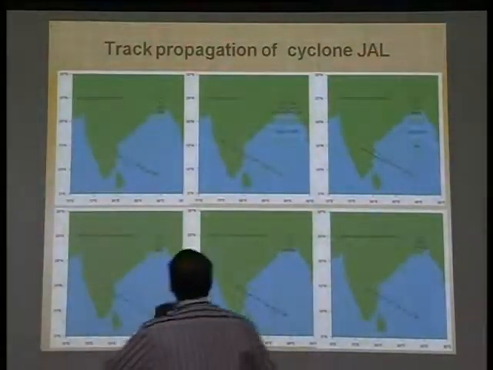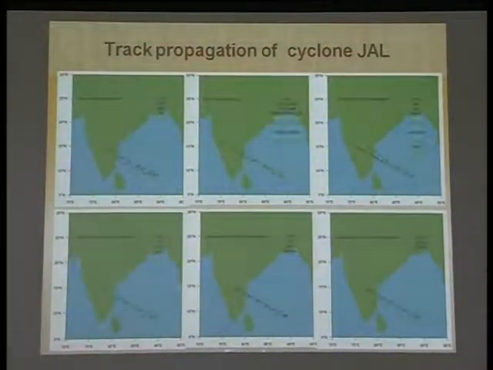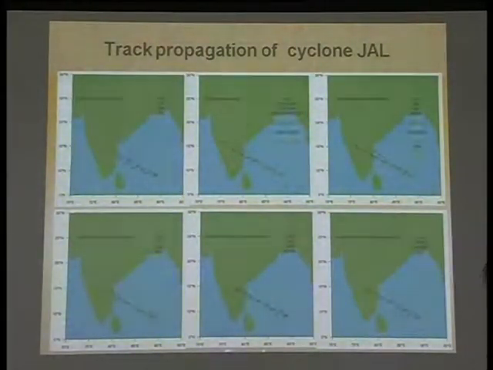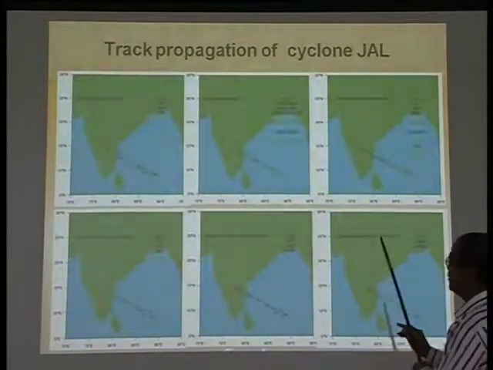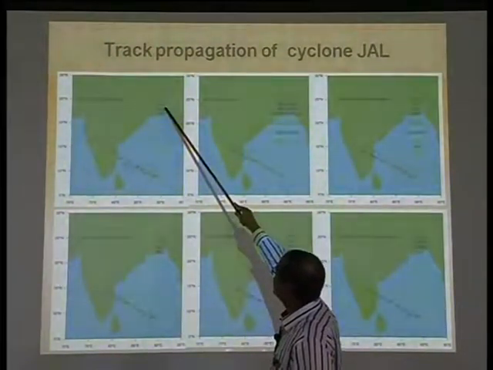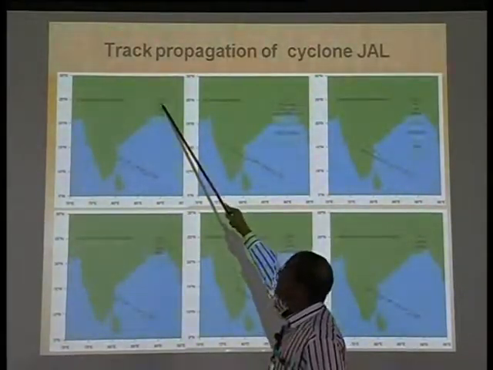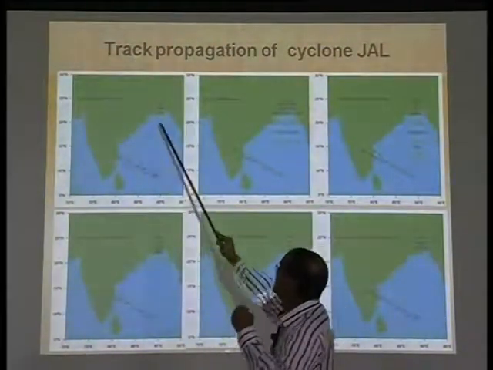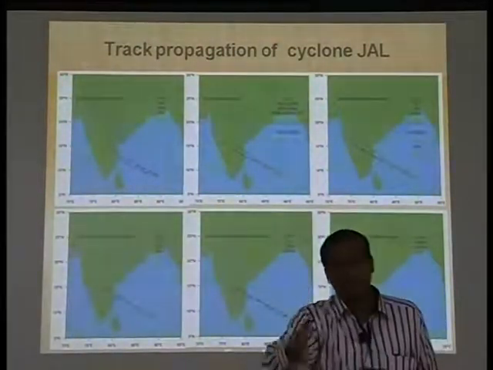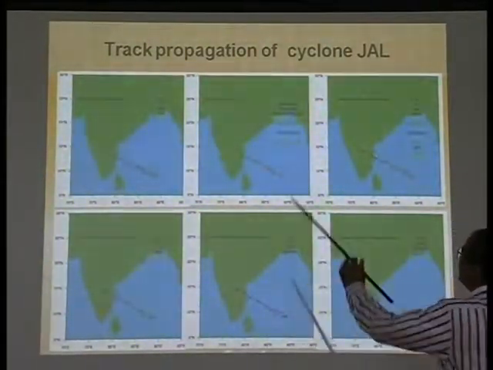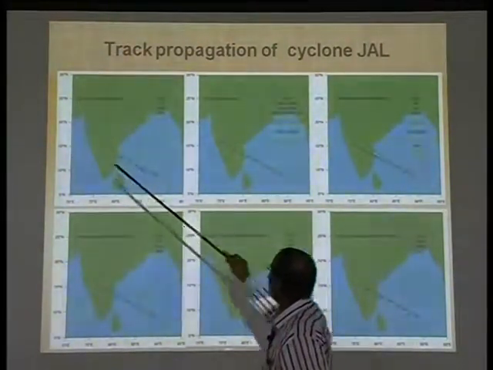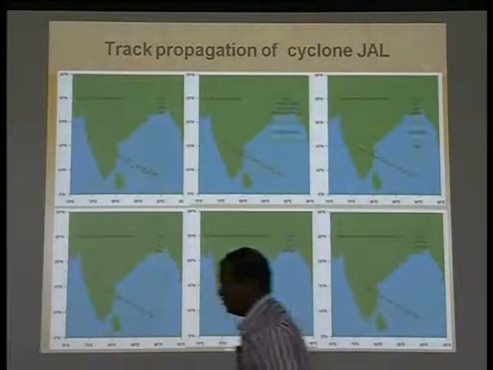So these are some of the results of the numerical experiments on track propagation of cyclone Gel. I'm sorry for the poor readability, because we wanted to pack a lot of things in one slide. This red is the JTWC data, and these are the results we get by changing one scheme at a time, with all the other schemes held fixed: you change the cumulus parameterization, you change the radiation schemes and all that. So these are the model predictions. I'll give you a summary of this.